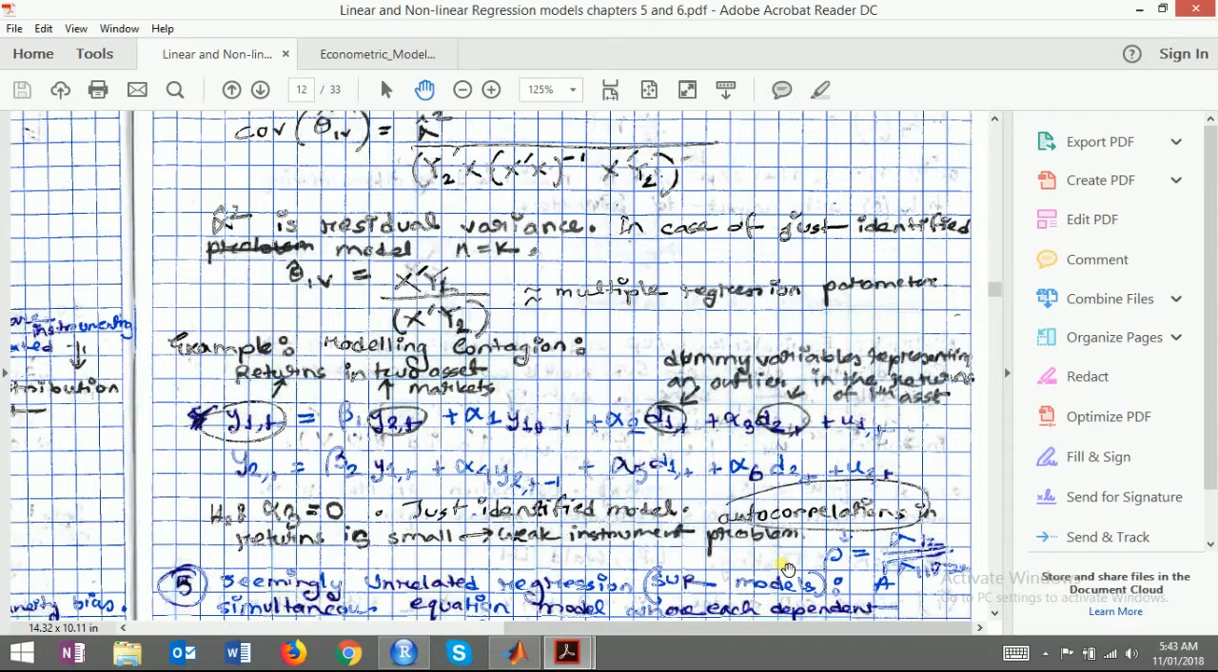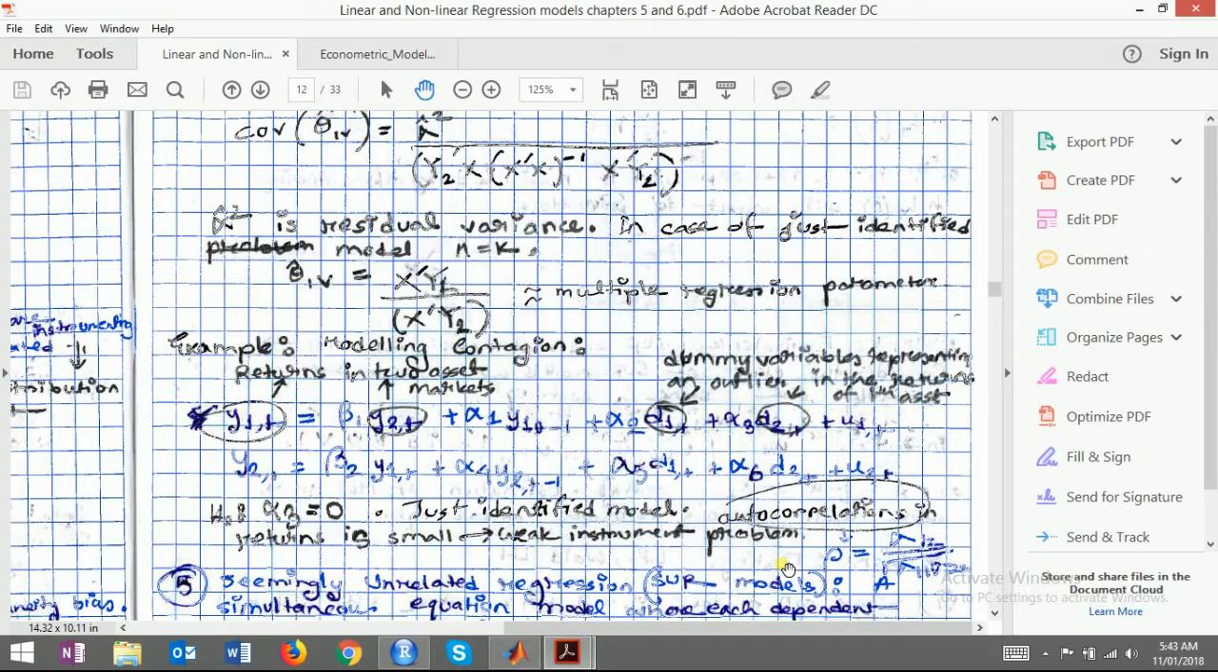Basically when you are representing dummy variables, one dummy variable is representing the dummy variable vector for y1t, and another one is representing the dummy variable vector for y2t. That's all. So null is alpha 3 equals 0 in just identified model. If alpha 3 equals 0, then the dummy variable becomes 0.